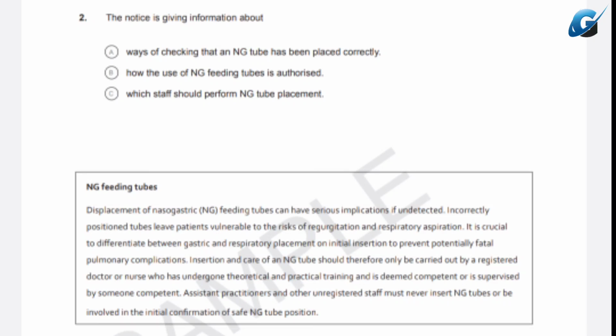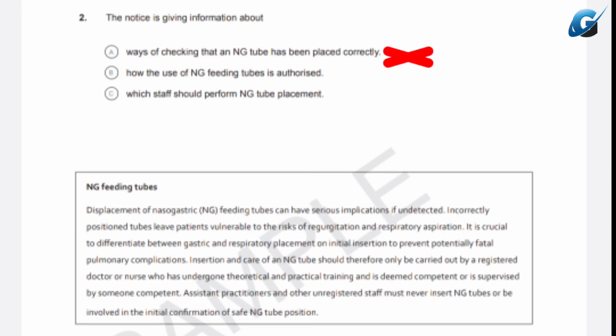So let's get into it. First option: did they say anything regarding ways of checking that the NG tube has been placed correctly? Did they say anything regarding the placement of the NG tube, the ways that should be used to check the NG tube placing? I don't think so. That is not there in the paragraph. So that is the wrong answer. You can put a cross mark there.